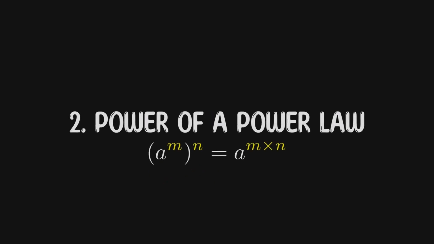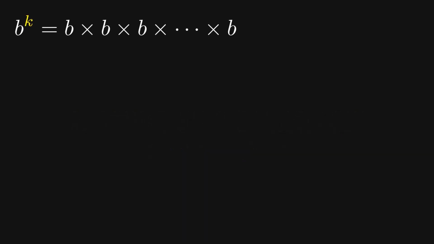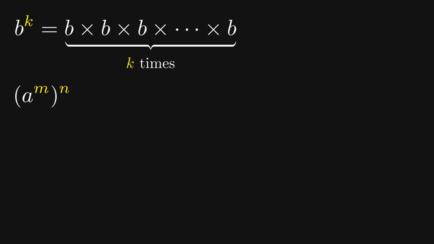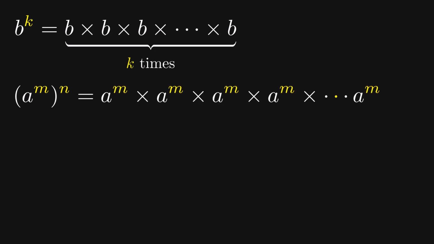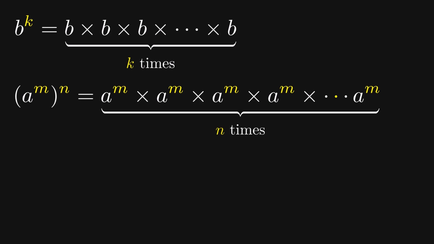The second law we'll be looking at is called the power of a power law, and it states that when a number with an exponent is raised to another exponent, we multiply the exponents while keeping the base the same. Now let's see why this is true. Remember that b to the power of k means b is multiplying itself k times. So when we have a to the power of m raised to the power of n, it means a to the power of m is multiplying itself n times.